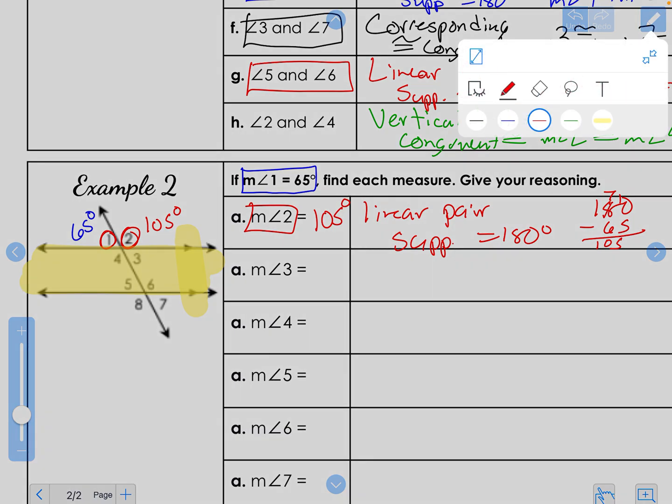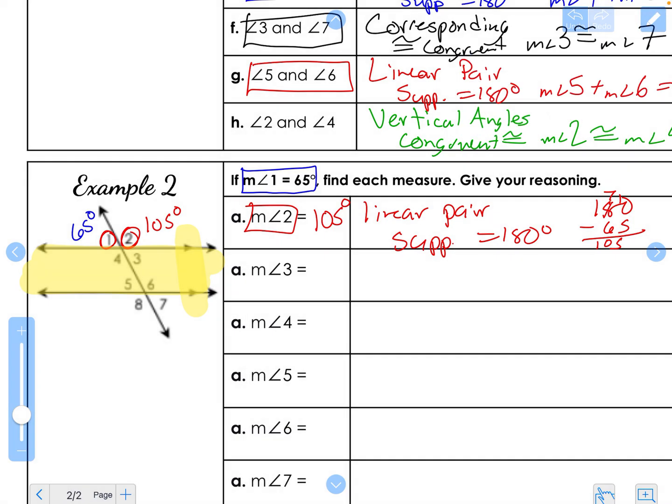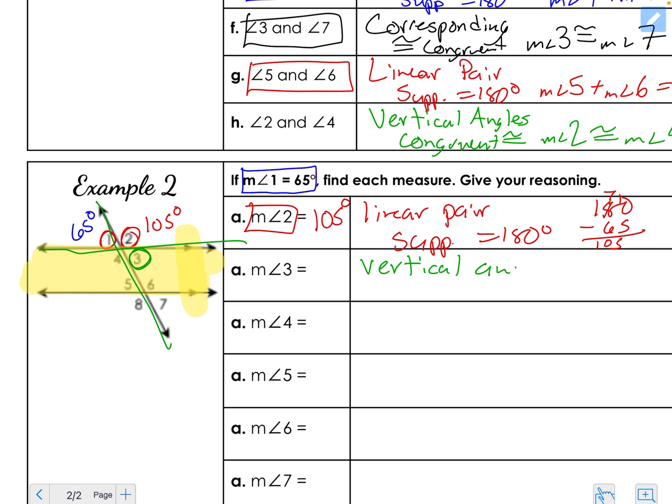So now let's look at angle 1 and angle 3. Angle 3 is here. I know that they are across from each other, and they are on intersecting lines, which makes these vertical angles. I know that vertical angles are congruent. So if angle 1 is 65, that means that angle 3 is also 65 degrees.